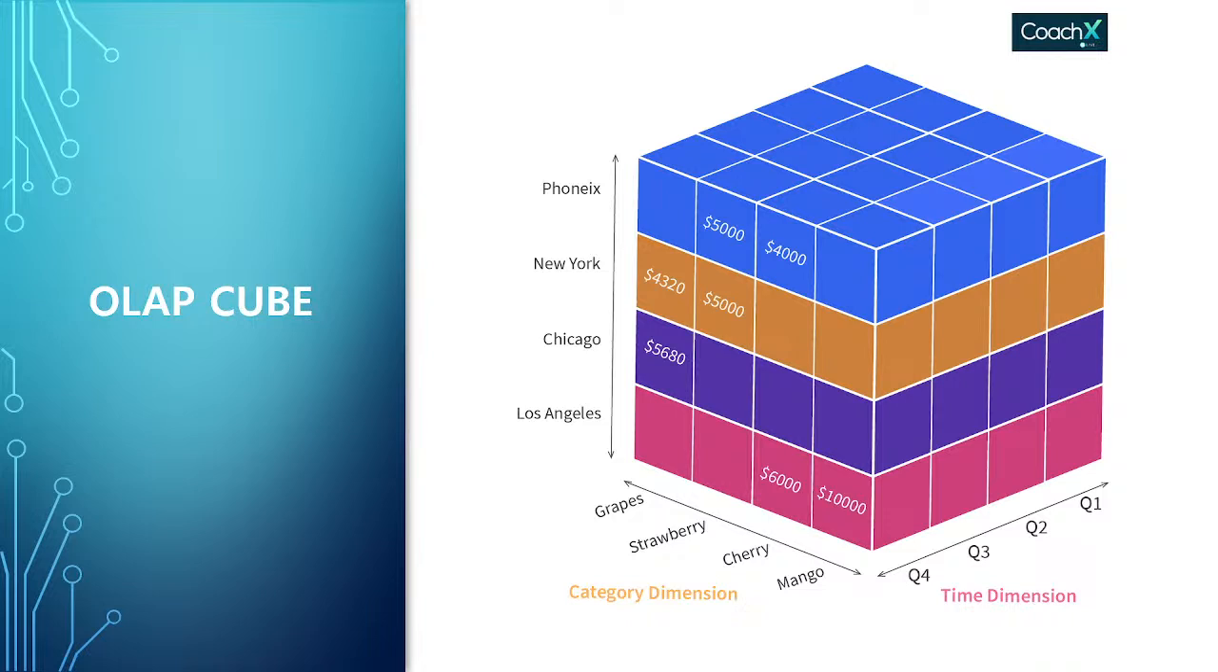as the rotation operation. Can you see the Q4, Q3, Q2, Q1, the time dimension, the category dimension? The cube can be rotated, meaning we rotate the data axes in view to provide an alternative presentation of our data. So Phoenix, New York, Chicago, and Los Angeles can be rotated to the time dimension area, and the time dimension can be rotated to the category dimension area.